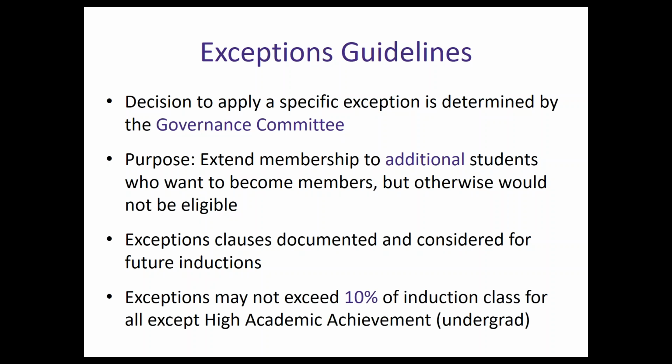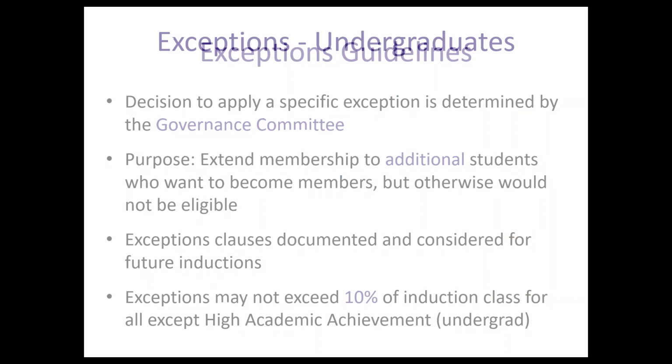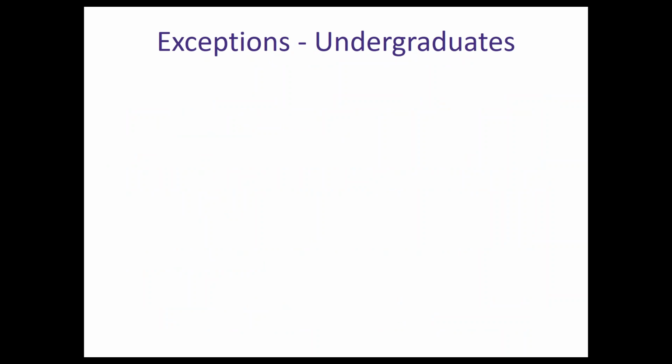Almost all of the exceptions allow you to invite an additional 10%. So if you're inviting 100 people, that would mean you could use an exception to invite an additional 10, with the exception of the high academic achievement for undergraduate students. So I'll walk through these exceptions for undergraduates first. So again, you would take one of these and apply it to your induction.